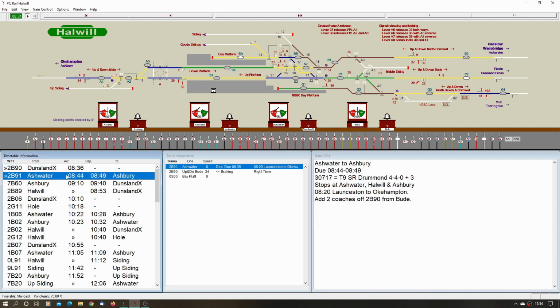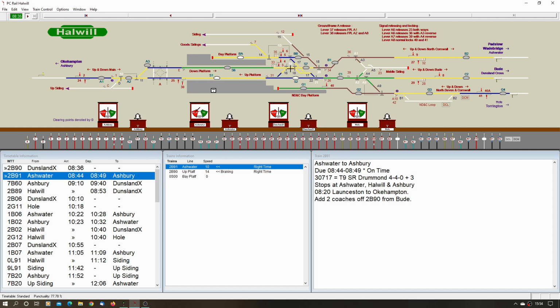He's not due to arrive at 8:44, so we've got 10 minutes, and we've got to clear this sub platform in 10 minutes. Right, so we can put 29 back, and 26. Send the outer section for Dunsland Cross.